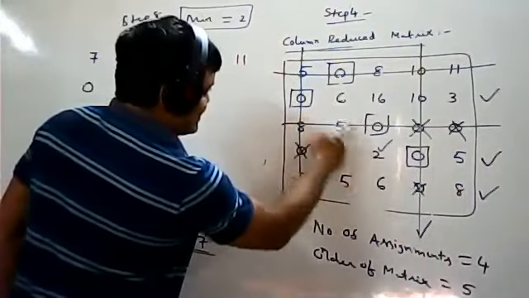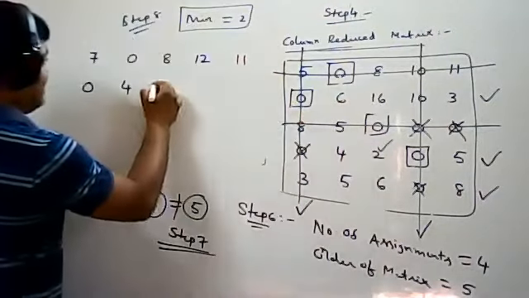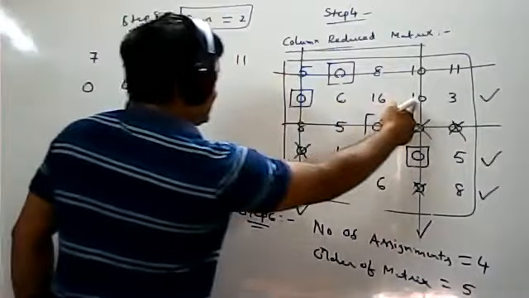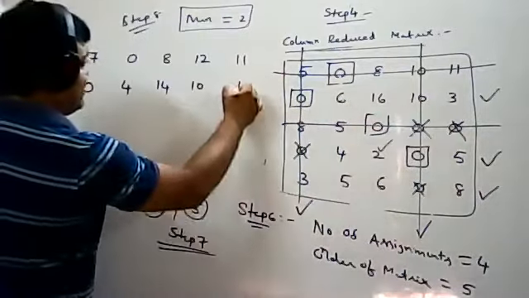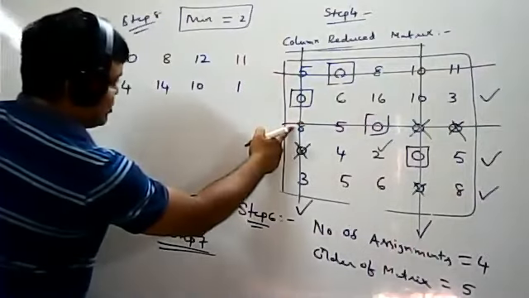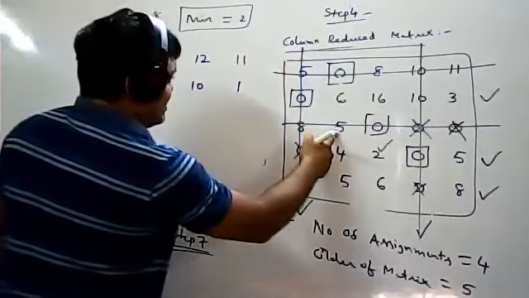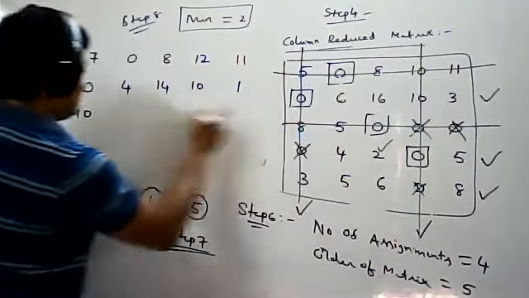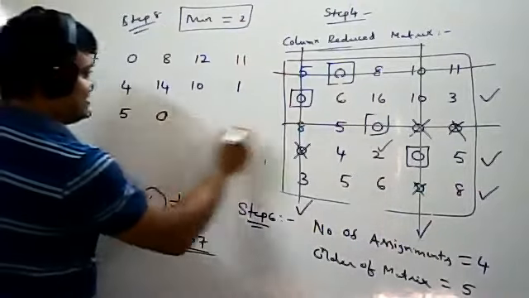Uncovered means subtract. 6 minus 2 is 4. 16 minus 2 is 14. Not uncovered, not an intersection, so 10 stays as it is. Uncovered: 3 minus 2 is 1. Next, intersection, both lines cross: 8 plus 2 is 10. Next, on the line, so not uncovered and not an intersection, 5 stays as it is. 0 stays as it is.